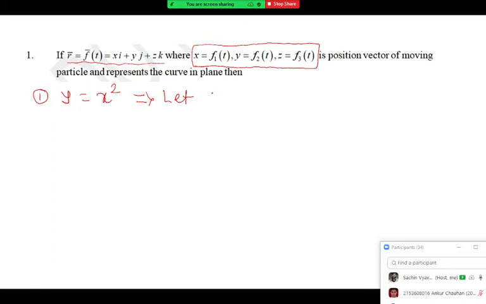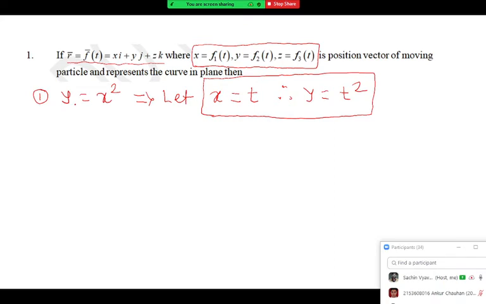Can we take x as t? Suppose we take x equal to t. What about y? y equals t square, and this is actually the parametric form of the parabola. y equal to x square has the parametric form x equal to t, therefore y is t square. So x is t, y is t square. That's the parametric equation of a parabola.